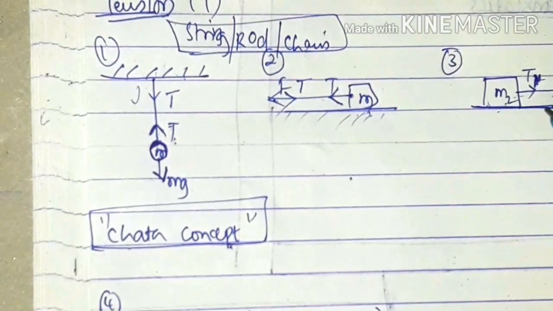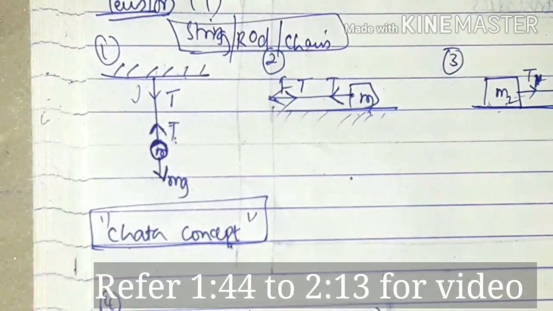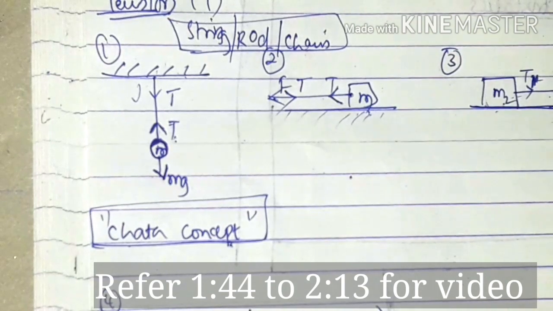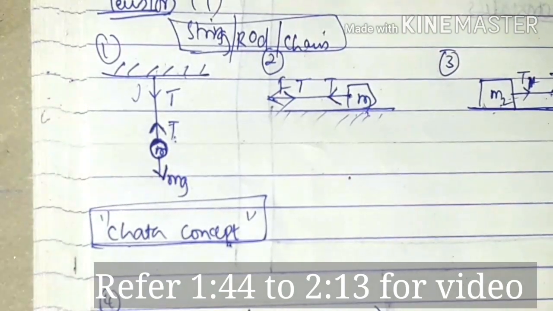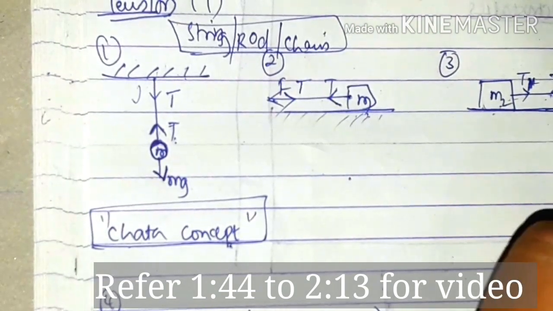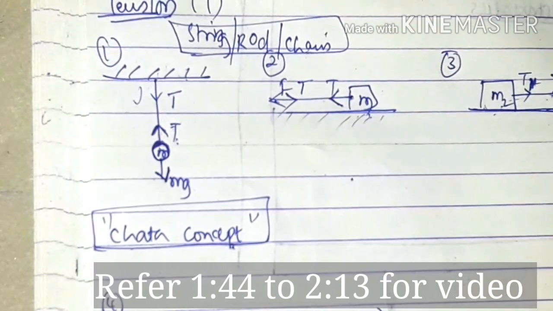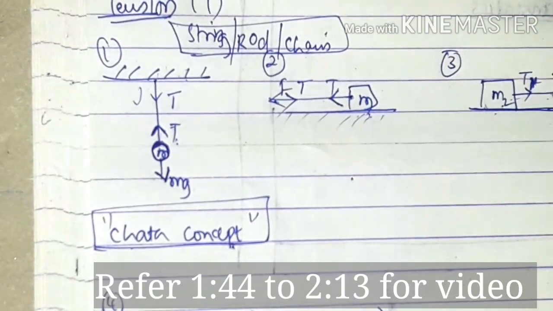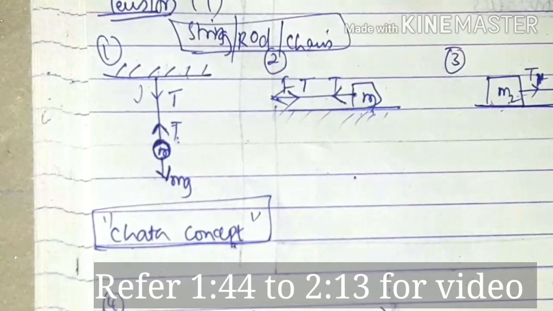Now coming to the third example. Here you are applying force here. What is the direction of the tension? You open your umbrella and it opens like this, this is the tension T. And what is the tension direction here? You are applying any force here. What is the tension here?